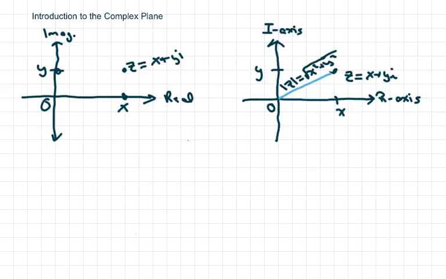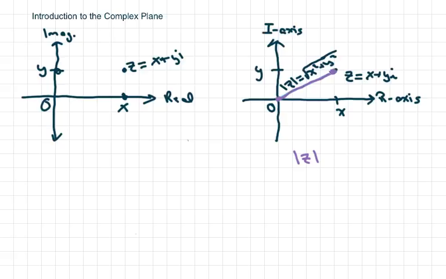Now to plot it, we're just going to plot it like this and call it z. Now what we also have in addition is the length of this on this figure right here. So if you notice, we're going to call this the magnitude or modulus of z, and it's the distance from the origin to the point in the complex plane.